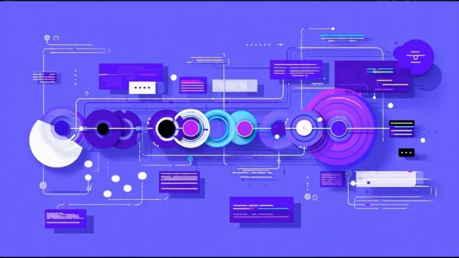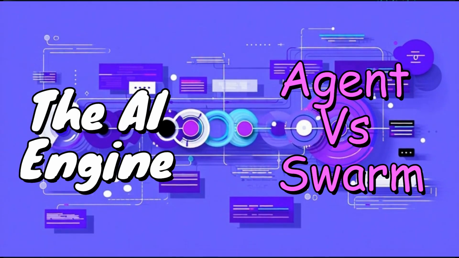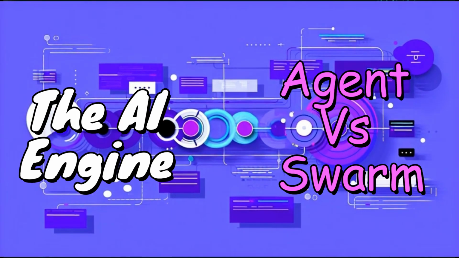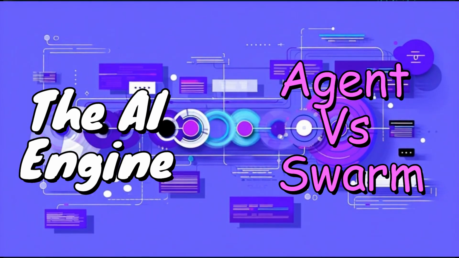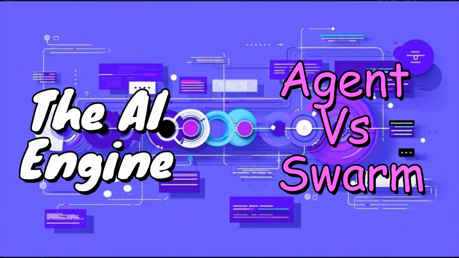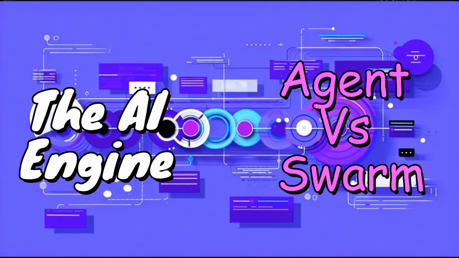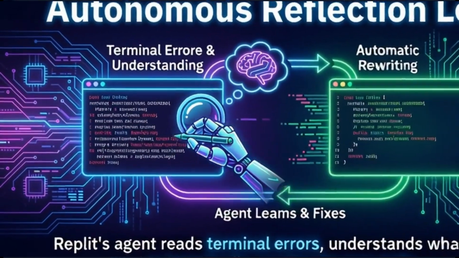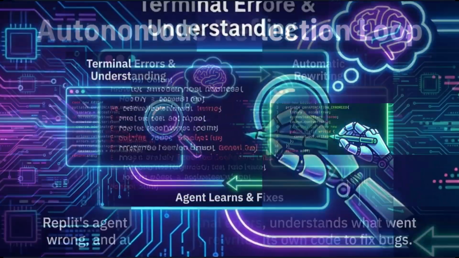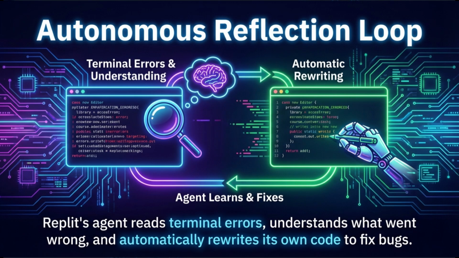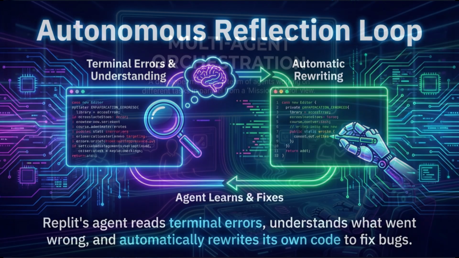All right, so we know where they run, but what about the actual AI brains behind the operation? Well, here again, we see them go in two fascinatingly different directions. It's not just about which AI model is smarter, it's about how they're designed to think and act on their own. Replit's secret sauce is something you could call an autonomous reflection loop. See, when the Replit agent runs some code and it crashes, which it will, it doesn't just give up and ask you for help. It actually reads the error message from the terminal, figures out what went wrong, and then goes back and rewrites the code to fix its own mistake. It's this self-correcting ability that makes it feel like a real autonomous worker on your factory floor.